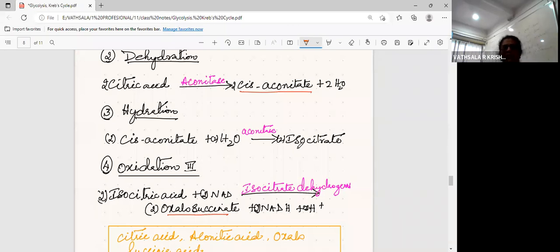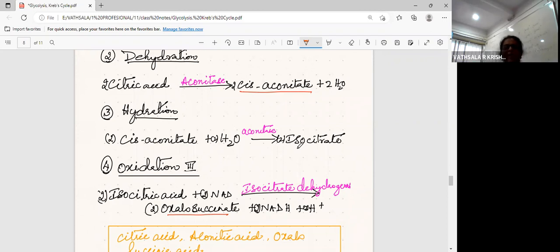Next step, I want Vihan to answer. Cis aconitate is the product from citric acid after the removal of water. Dehydration means removing water, hydration means adding water. Why is this step not given? Because dehydration and hydration happen here, it is just one form converting to another form. So this step is not considered important and is not given in your textbook.